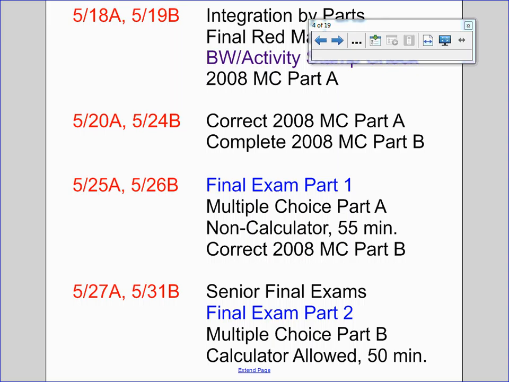That is part B, calculator allowed multiple choice. It'll be exactly the same. It'll be a previous AP exam multiple choice section only. There won't be free response for this portion of the final exam. The same scale conversion will be used, however, to arrive at your test grade in the class.